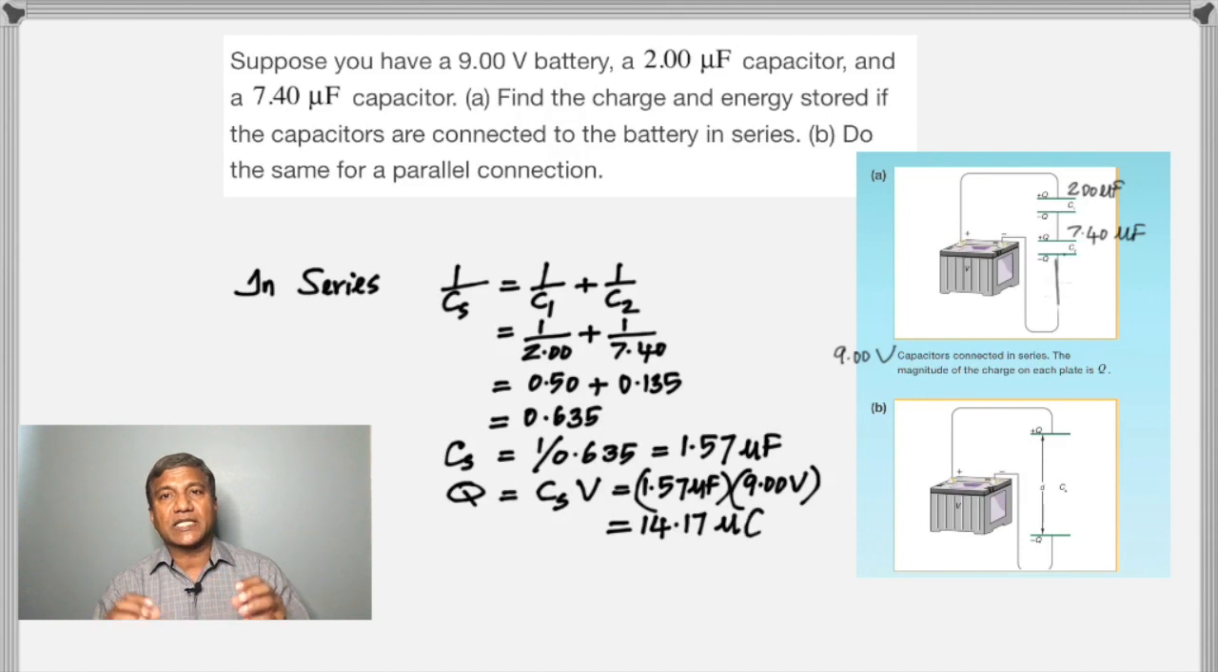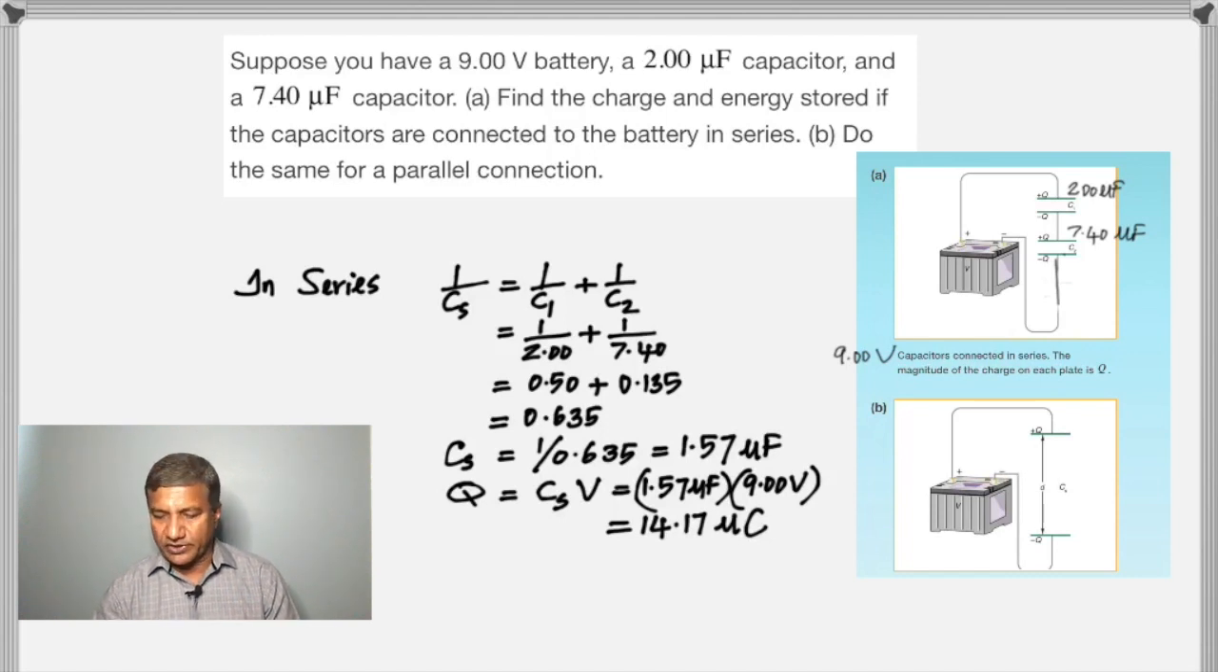Why? Because we know that in a series combination, the charge on both the capacitors will be the same. That's so important. In a series combination of capacitors, the charges on both the capacitors will be the same. So right now we got 14.17 microcoulomb, which will be the charge on both the capacitors. And it does not matter what the values of the capacitances are. Like in this case, you have 2 microfarad and 7.40 microfarad, but still they both hold the same charge.